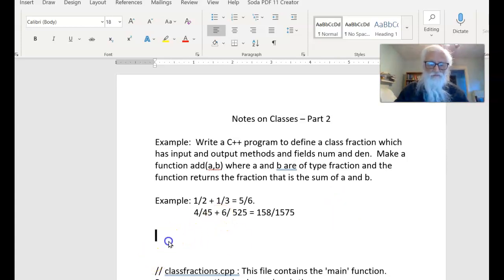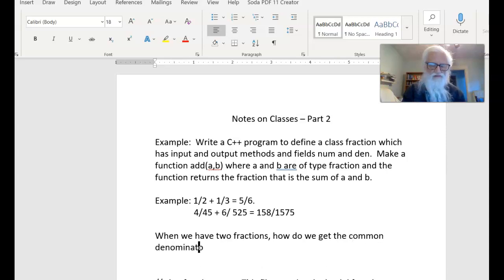The real problem is when we have two fractions. How do we get the common denominator to add?